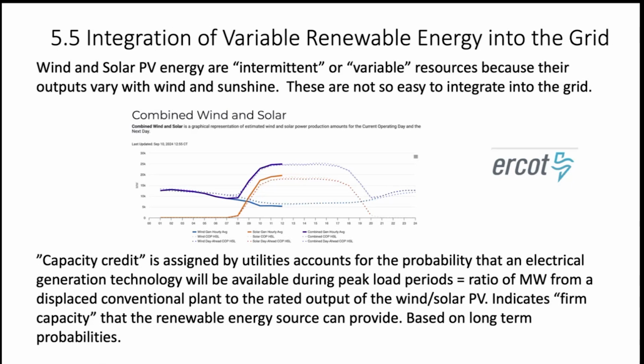So, the utilities give this capacity credit. It's assigned by the utilities, and that accounts for the probability that an electrical generation technology will be available during peak load hours. So it's a ratio of megawatts from a displaced conventional plant to the rated output of the wind or solar. So that's basically the firm capacity that the renewable energy source can provide, and that's based on long-term probabilities.